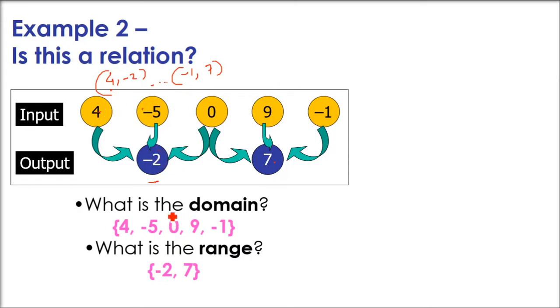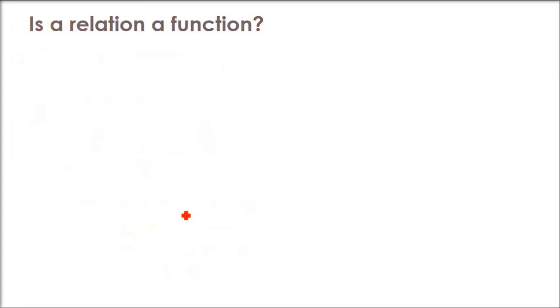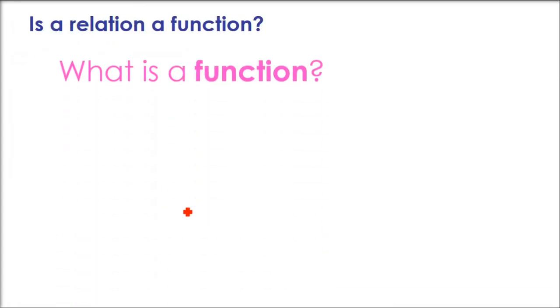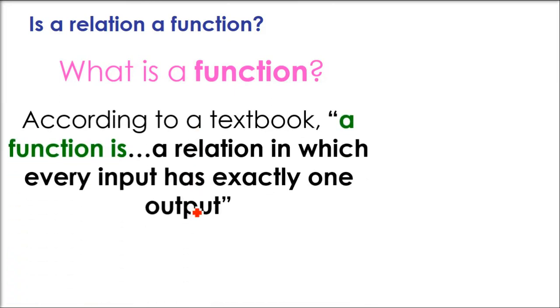Now one new thing has come here. For 3 x values, there is only one Y value. This is how the function starts. Is a relation a function? What is a function? According to the textbooks, a function is a relation in which every input has exactly one output.